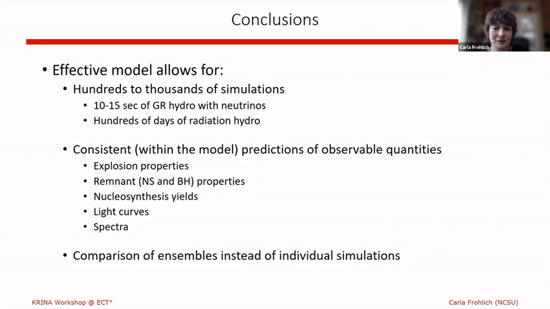Yeah, isn't it true that the equation of state has to be pretty soft in order for 1987A to end up as a black hole?